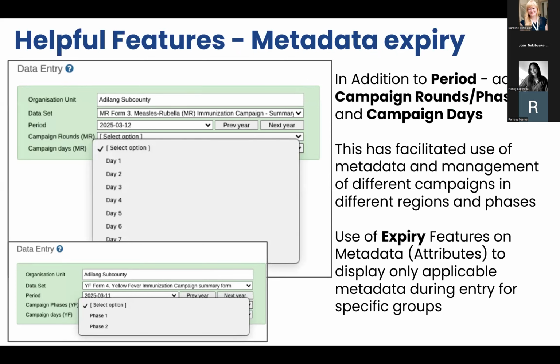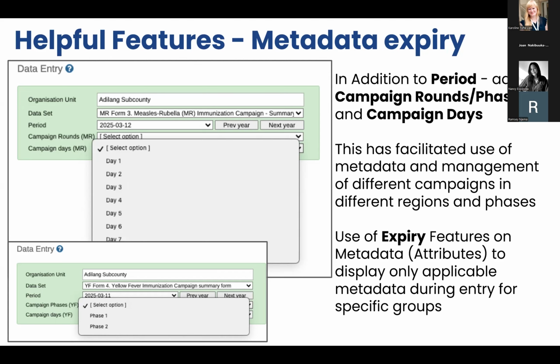Along the support that we are giving the EPI campaigns, we've found some helpful features of DHIS2 that we have leveraged. One of the features being the metadata expiry, or implementing of the end date of some of the metadata, where we see that the program was really interested in different campaign days for different campaigns and different rounds of phases for different campaigns based on the antigen.